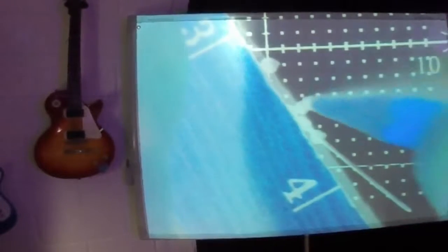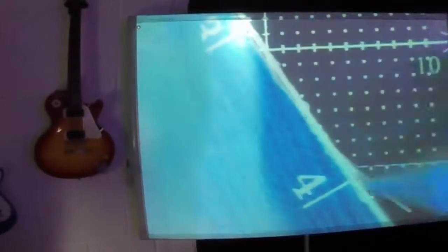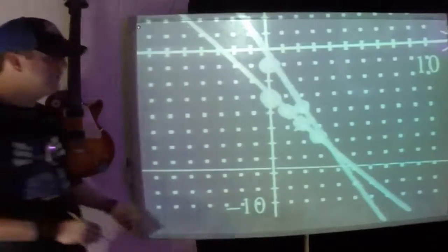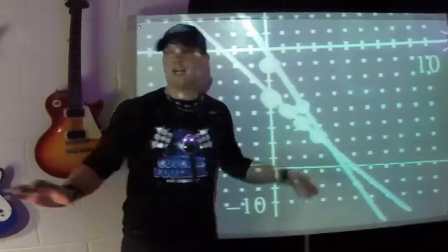Carefully graph that the best you can. No solution. Well, it looks like it crosses right here. Oh, it does, don't it? Oh man, my line ain't great there.